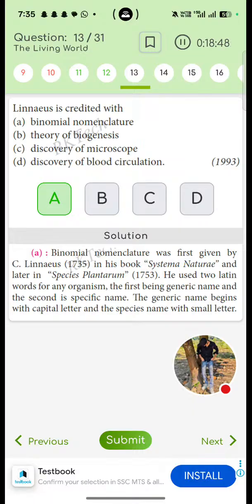Binomial nomenclature was given by Carolus Linnaeus in 1735 in his book Systema Naturae and later Species Plantarum in 1753. He used two Latin words for an organism, the first being the generic name and the second the specific name. The generic name begins with a capital letter and the species name with a small letter.